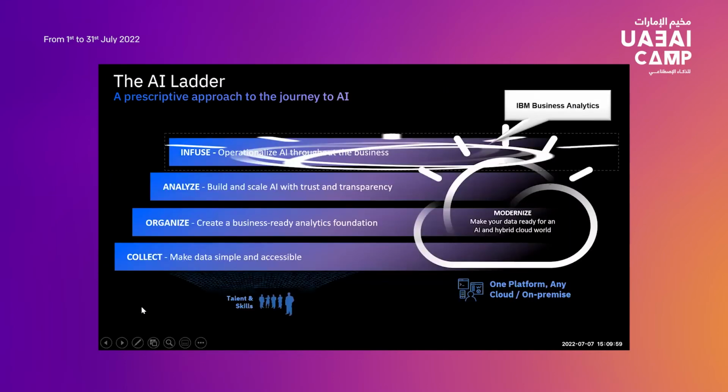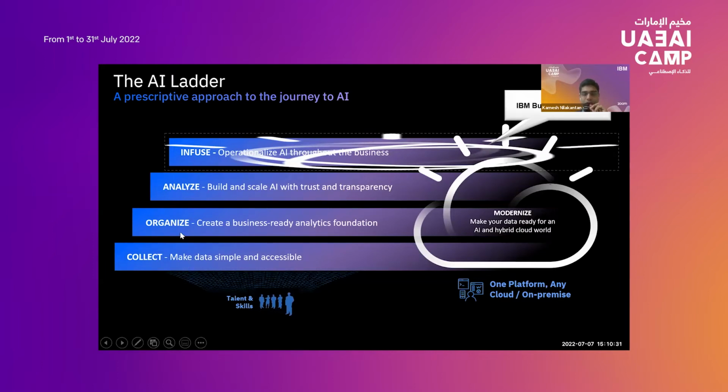Now, as we are headed on that journey, this is what we describe as our artificial intelligence ladder. In other words, we call it the AI ladder. There is no AI without a proper architecture or an information architecture foundation. This is something that we strongly believe in. So the first step is always to collect the data. There is no AI, there is no machine learning without data. That's the most important thing, and we need to make sure the data is simple and accessible.